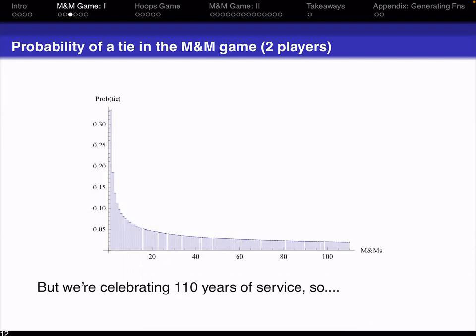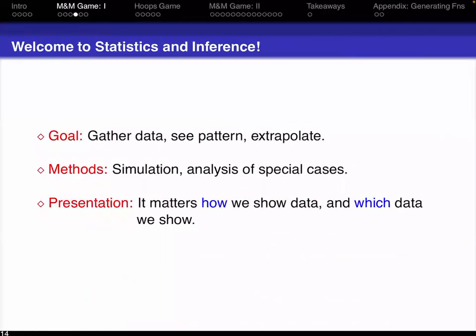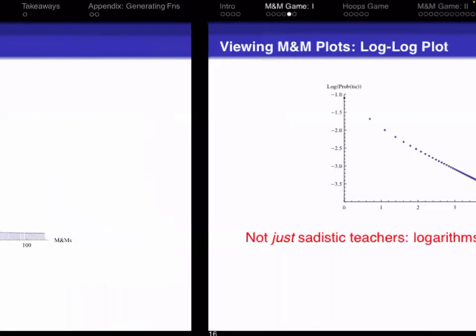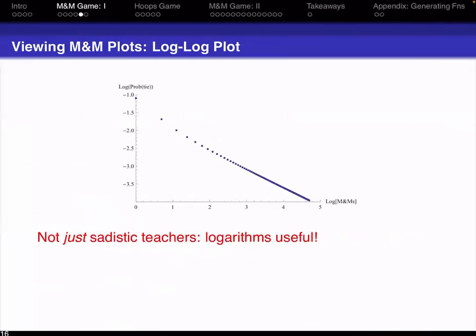Any rough guesses? Around what? 1.5%. So let's see. Again, we're going to gather some data, and it's about how to predict what comes next. I don't show it yet. What I do to try to get some better predictions is a log-log plot first.